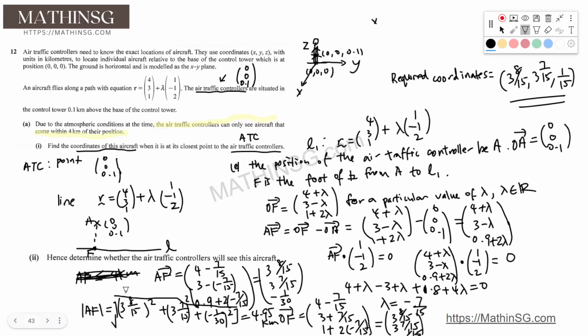So if the closest distance between A and F is already more than 4, there is no way the air traffic controller will be able to see this aircraft, because the shortest distance between the air traffic controller and the aircraft is already 4.95 kilometers. And the air traffic controllers can only see the aircraft when their distance is within 4 kilometers. Therefore we can conclude that no, the air traffic controller will not be able to see this aircraft.